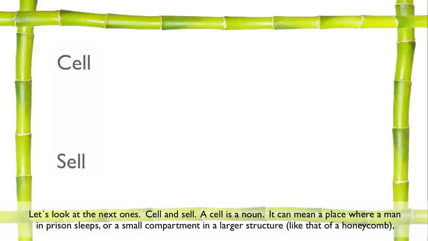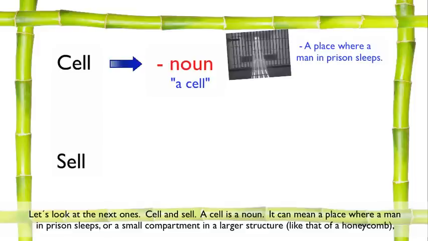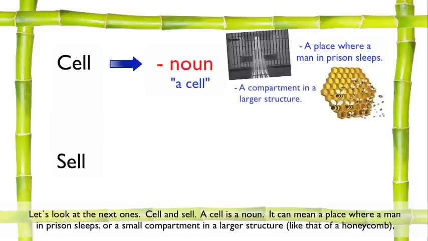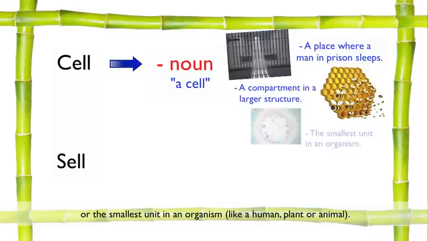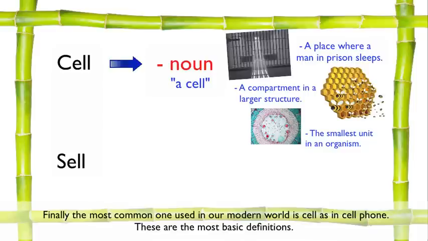Let's look at the next ones, cell and sell. A cell is a noun. It can mean a place where a man in prison sleeps, or a small compartment in a larger structure, like that of a honeycomb, or the smallest unit in an organism, like a human, plant, or animal. Finally, the most common one used in our modern world is cell, as in cell phone. These are the most basic definitions.